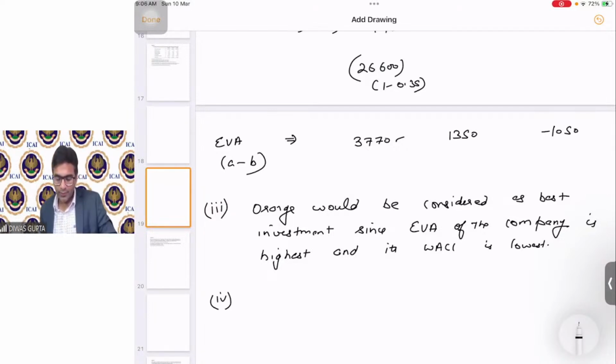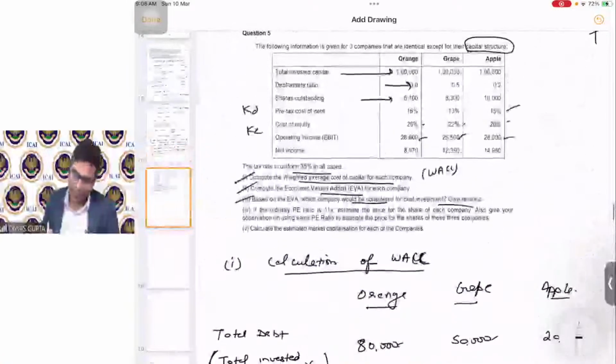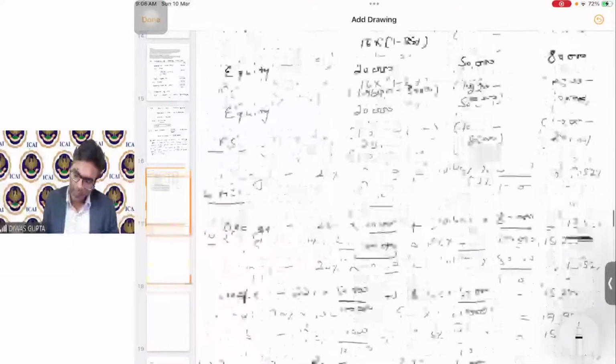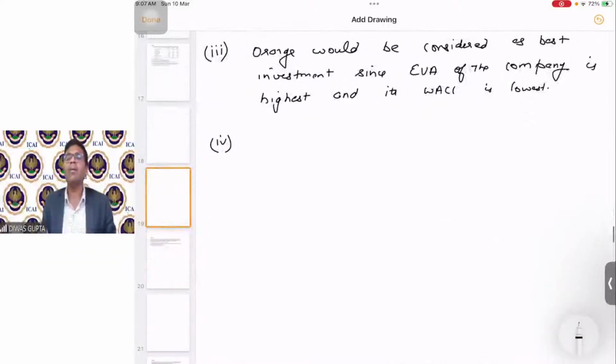Then next, students, the fourth part, what is it asking? If the industry PE ratio is 11x, estimate the price for the shares of each company. Also give your observation on using the same PE ratio to estimate the price for the shares of the three companies. So students, for applying PE ratio, we need to know the net income. Net income divided by the shares, we will arrive at the EPS. On that EPS, we will multiply the PE ratio to arrive at the market price.